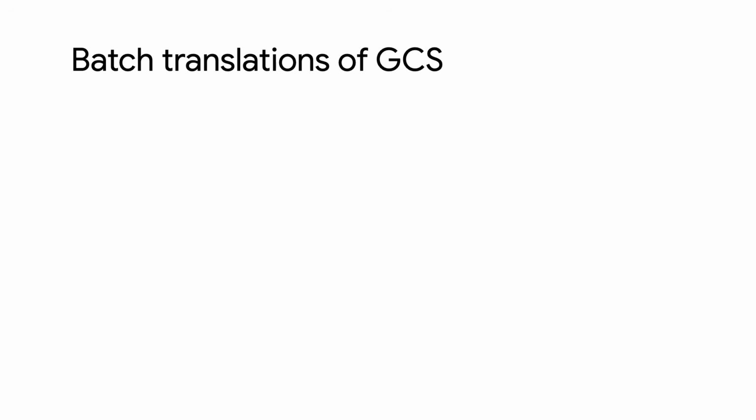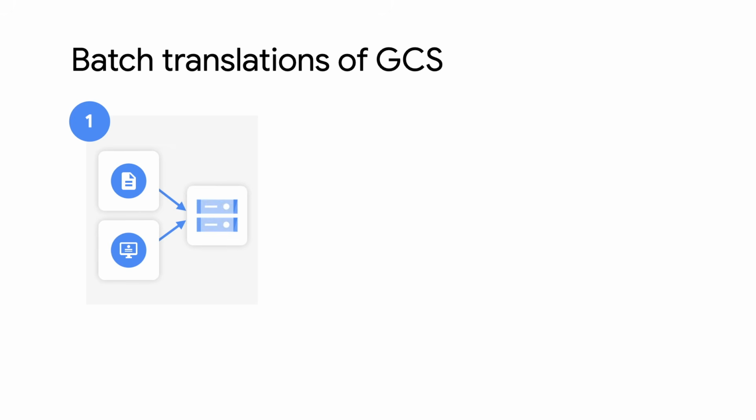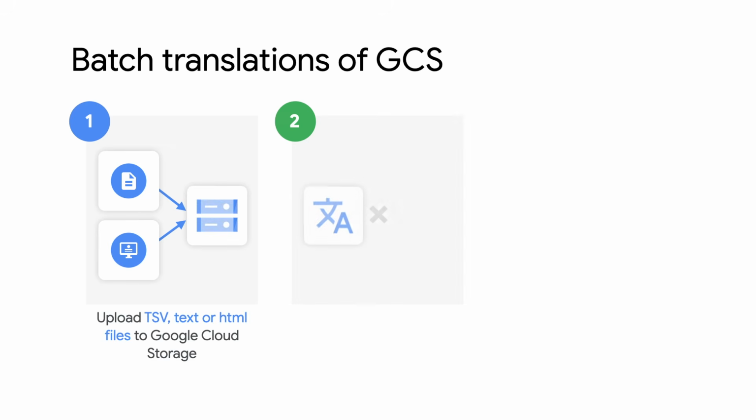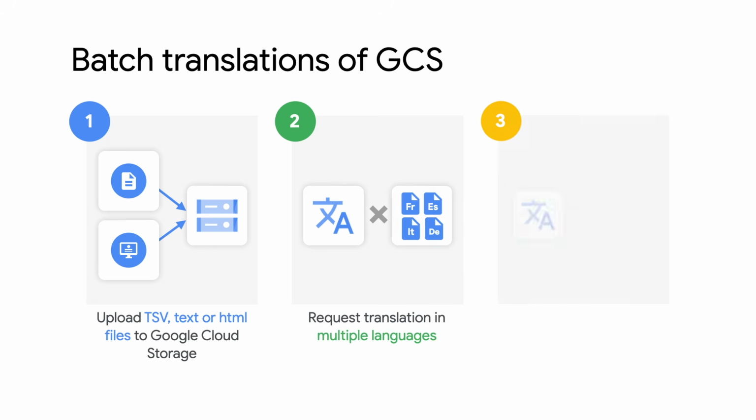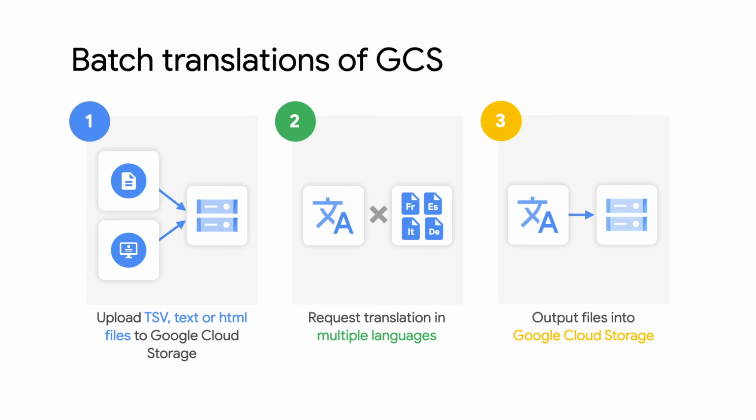So far, we've seen text translation for a single string. But what if you wanted to translate multiple files in multiple languages? That's where the batch translation feature comes in. It is easy. Upload the files you want to translate into Google Cloud Storage, request translations in multiple languages, and then store the translations in Google Cloud Storage. Let's see how this works.